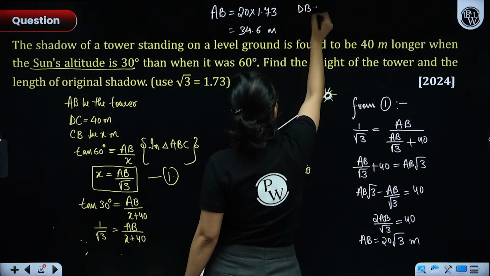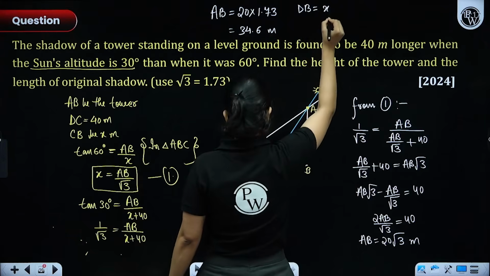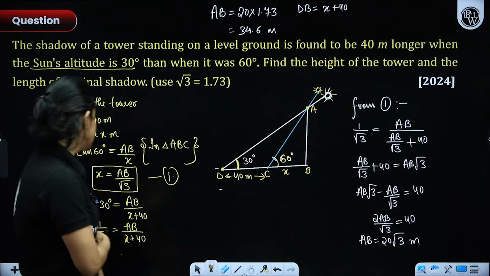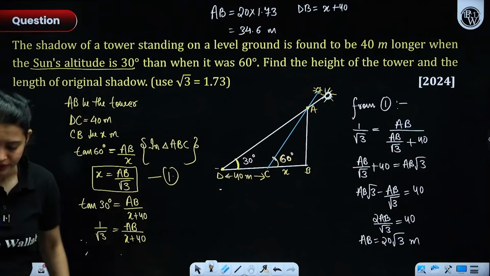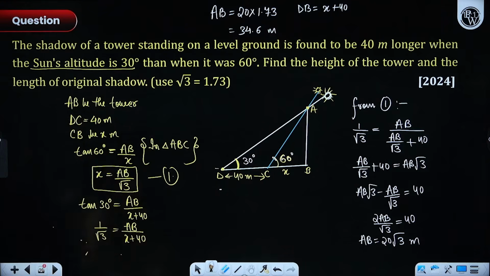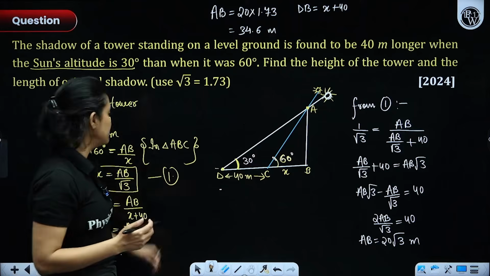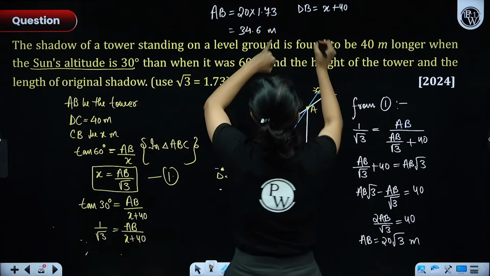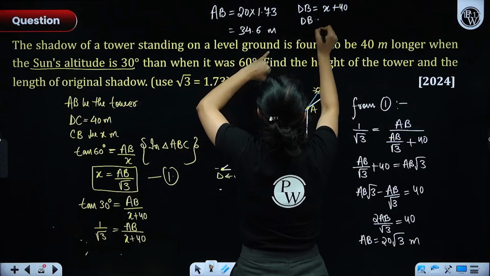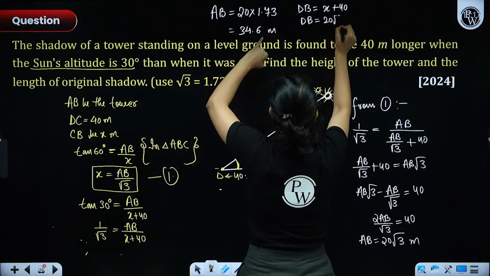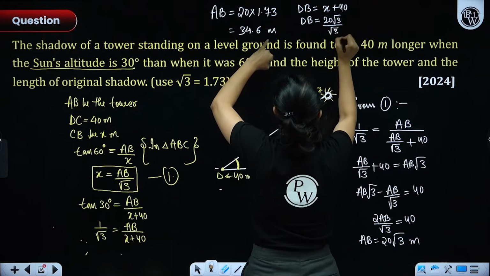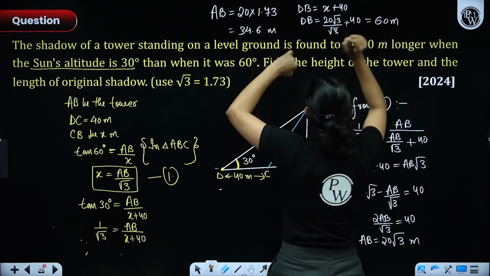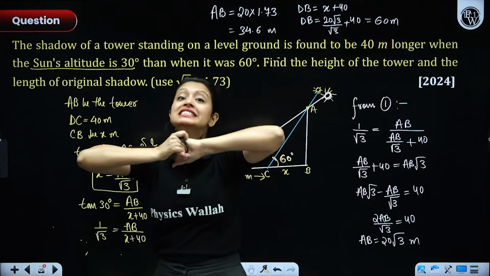DB is equals to x plus 40. What's the value of x though? We don't know that, but no worries. I know that x is AB by root 3. X is AB by root 3, right? Here we have figured it out. So AB was 20 root 3. I'll write it here. AB was 20 root 3 and then divided by root 3 plus 40. So this would come out to be 60 meters. So the length of the original shadow was 60 meters.